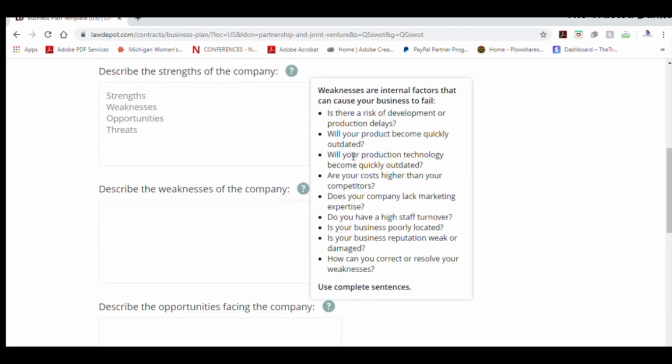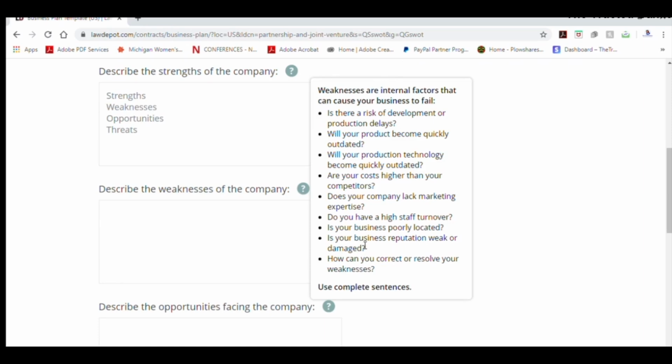So for weaknesses, is there a risk of development or production delay? Will your product become quickly outdated? Will your production technology become quickly outdated? Are your costs higher than your competitors? These are all weaknesses that we can look at in our company. And when you have a weakness, it doesn't necessarily say there's a fail. It just shows you where you might need to improve some of your systems. Do you have high staff turnover? Is your business poorly located?